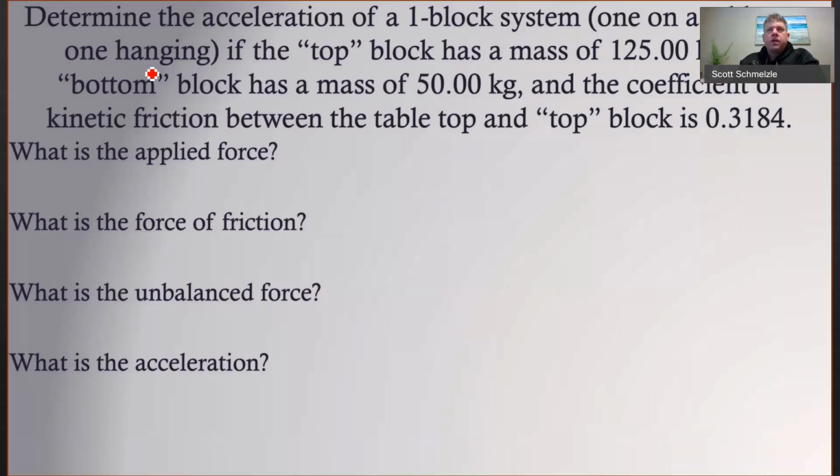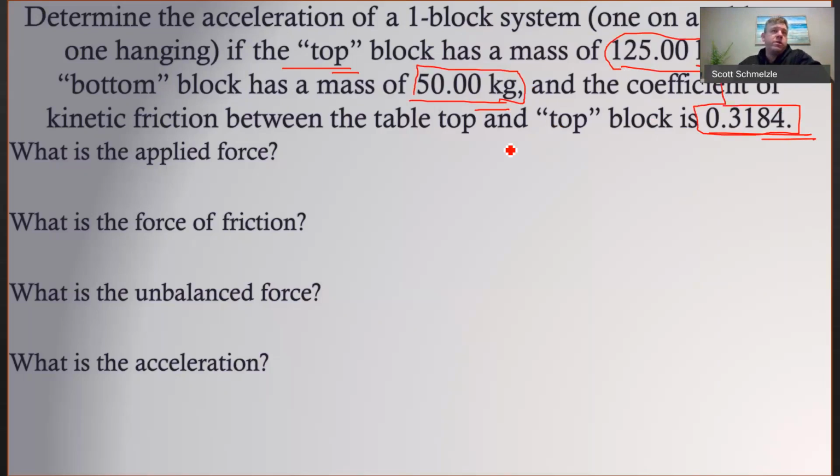All right, welcome back. So we've got a mass of 125 kilograms. That's the top block, which means that one's on the table, right? The bottom block has a mass of 50 kilograms. The coefficient of kinetic friction between the top block and the tabletop is that, all right? So when we look at this concept, we've got our block on the bottom, right? And we've got our block on the top. The block on the top is going to experience this coefficient of kinetic friction. So those two are kind of paired together.